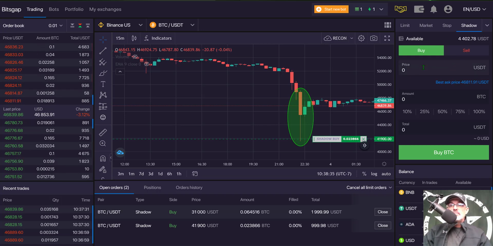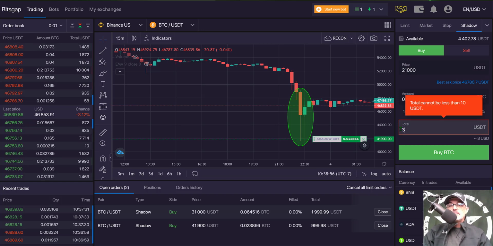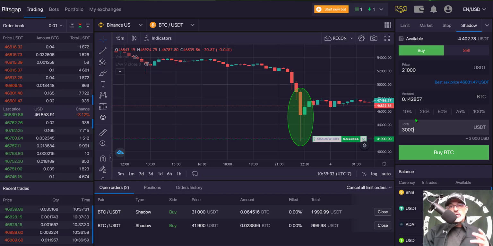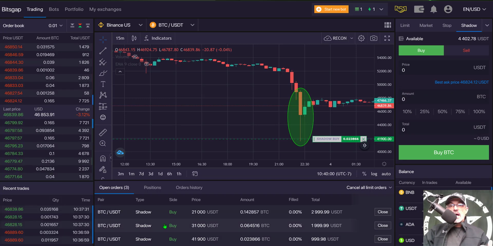I'm going to place one more order, and this time that amount will be 21,000, and I will increase the amount of USDT to 3,000 USDT. And if the trigger gets pulled on this particular order, I will be buying 0.14 BTC. So now I can click Buy BTC, and now I have my 3 shadow orders in place.